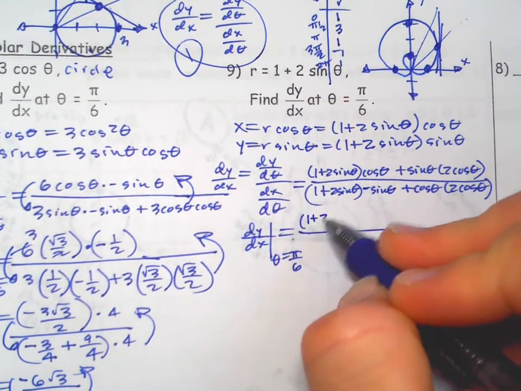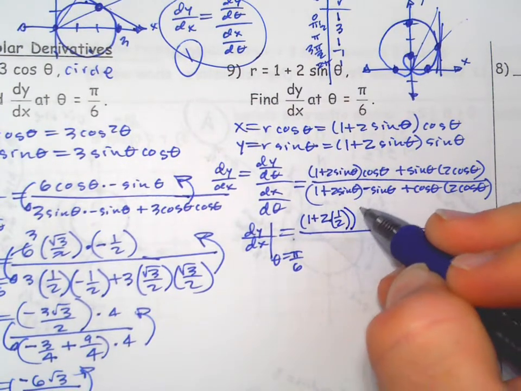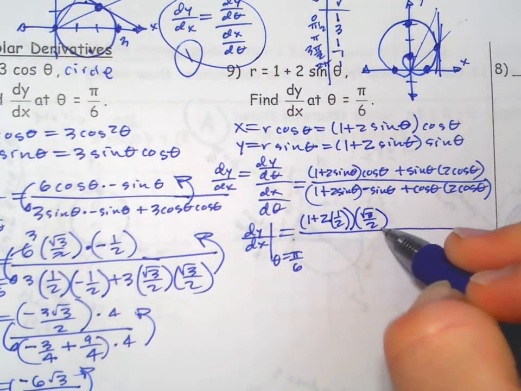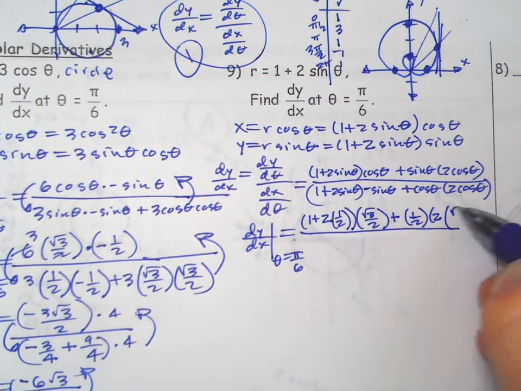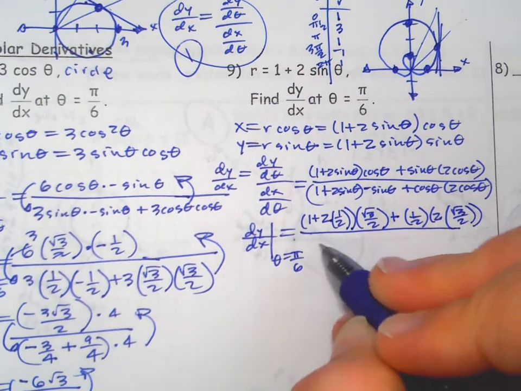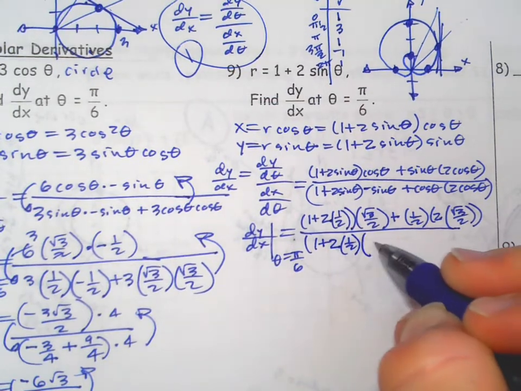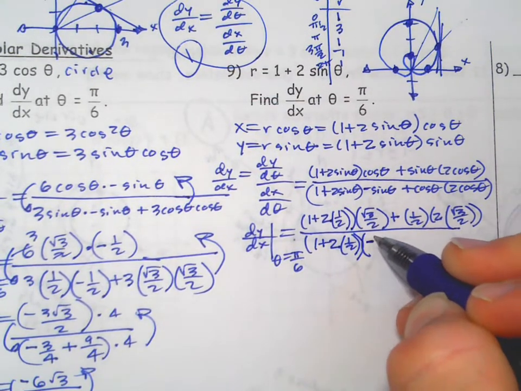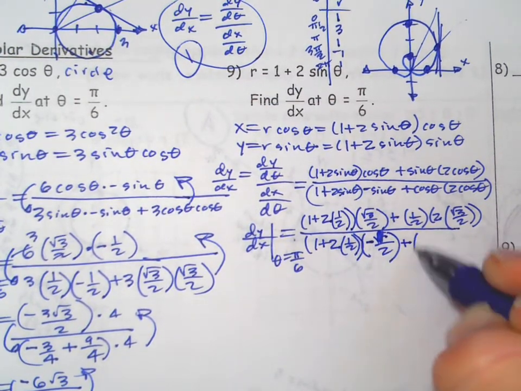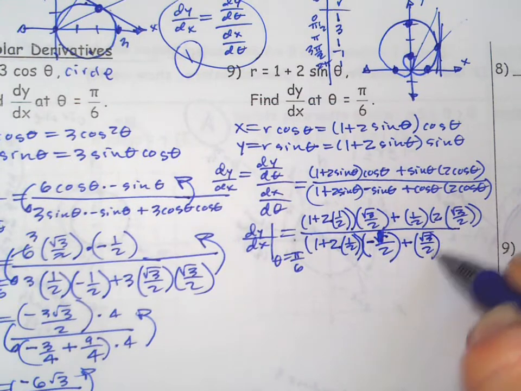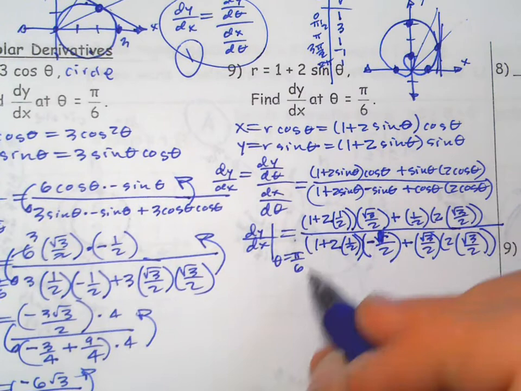And let's see, we're going to get 1 plus 2 times sine of pi over 6 is 1/2, cosine of pi over 6 is root 3 over 2, sine of pi over 6 is 1/2, cosine of pi over 6 is root 3 over 2. On the bottom, 1 plus 2 times sine of pi over 6 is 1/2, sine of pi over 6 is 1/2, but there's a negative already there, root 3 over 2, 2 times root 3 over 2. Okay, just be careful. All right, let's see if we can clean this up.